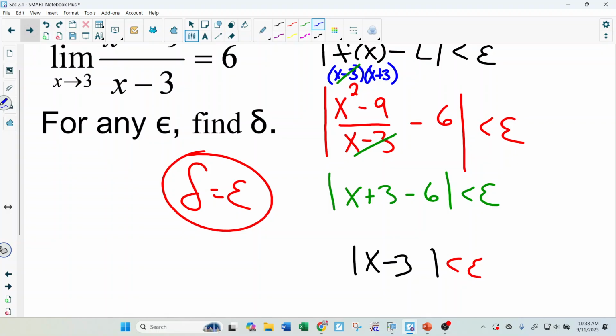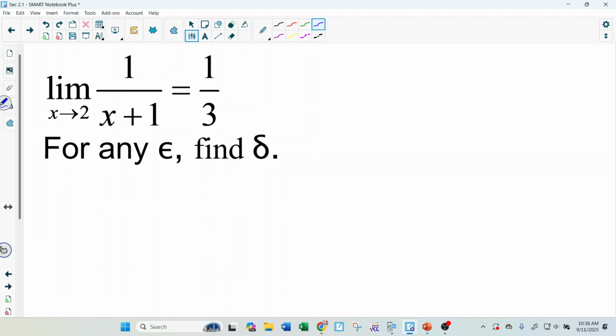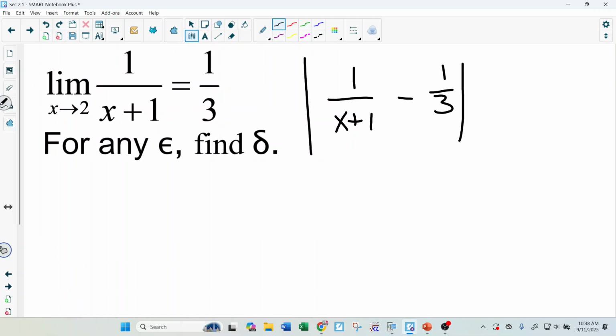Let's look at, I'm going to skip some of these because of time. Look at this one. Let's look at the limit of 1 over x plus 1 as x approaches 2 is 1/3. So let's just kind of work our way through this one. We have f of x minus L is less than epsilon. And what are we trying to get to? X minus 2. X minus 2.